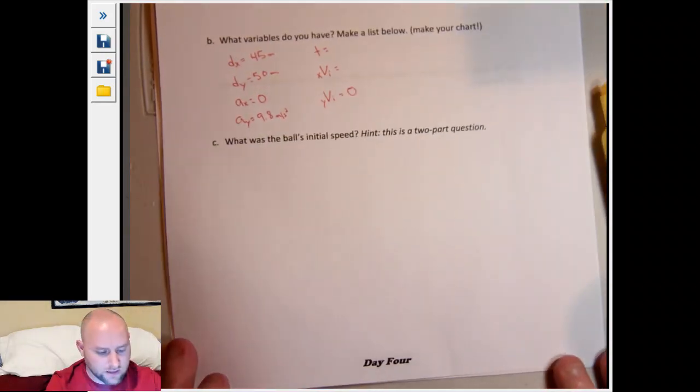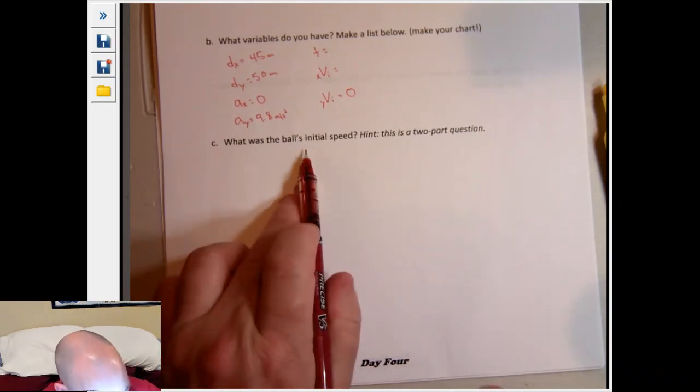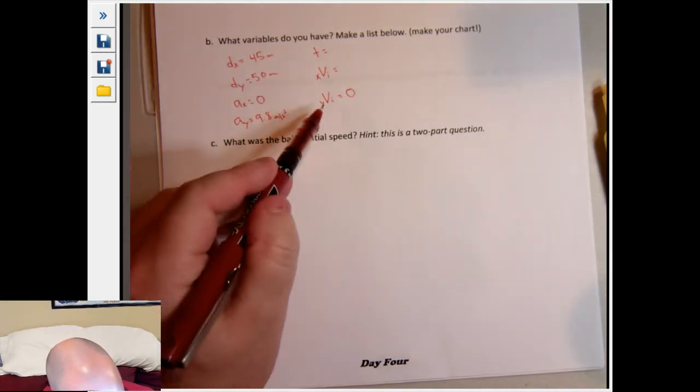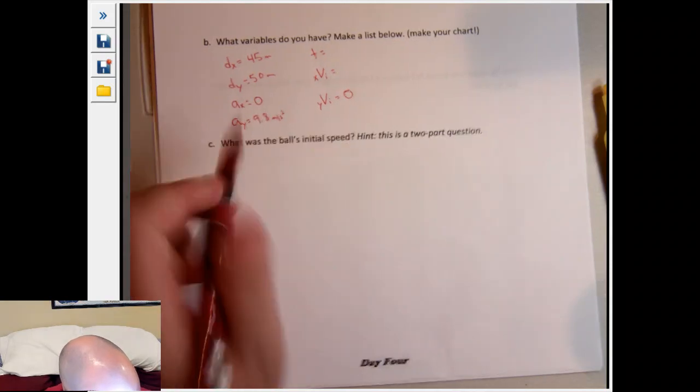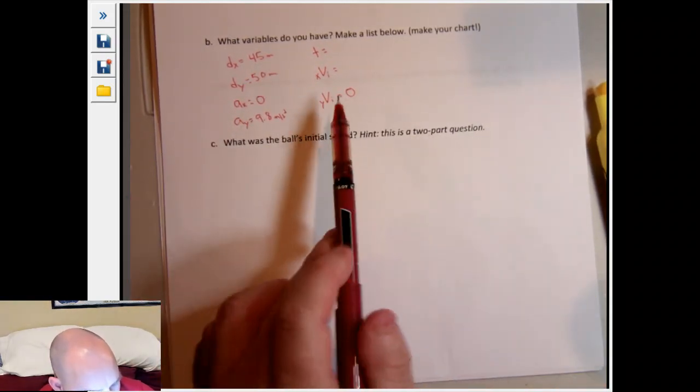Remember, they gave us a lot less, so we're supposed to figure this out. So first off, we want to know the initial speed. Some people get confused and say, well, initial y or initial x? Well, we know initial y is 0, so it's got to be initial x, right? Or else, what? We just write a 0 and we move on. But they're telling us it's a two-part question, so we know it's not the initial y.